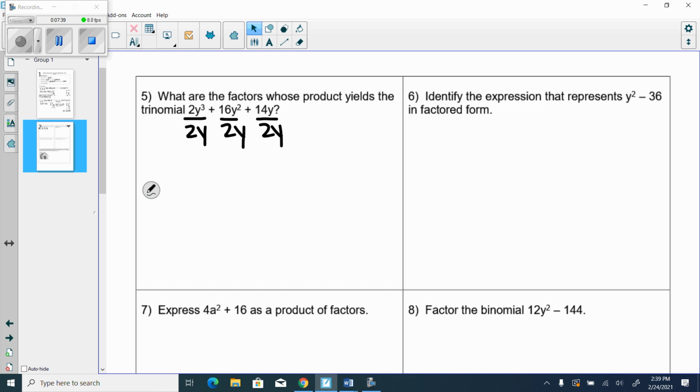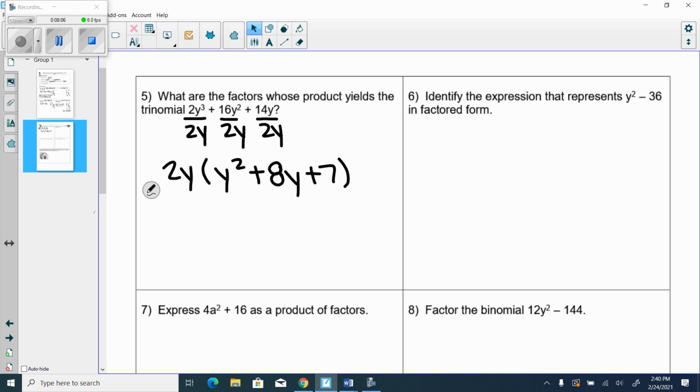So remember, our GCF could be a number, it could be a letter, or it could be both. So I'm going to take that 2y and put it out in front. And if I take 2y out of 2y cubed, what's left? y squared again. And what will be left of our middle term? 8y, good. And my last term would just be 7, very good.